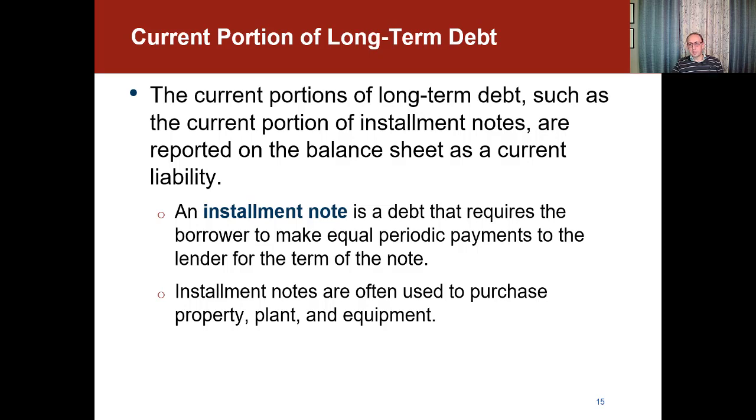An installment note is a debt that requires the borrower to make equal periodic payments to the lender for the term of the note. Installment notes are often used to purchase property, plant, and equipment. And this is why we always think of mortgages, because buying a building or a house or a warehouse would be considered part of the property, plant, and equipment. In many cases, it's bought through a mortgage where you have installment notes. So let me stop here. In the next video, I'm going to be going over payroll liabilities.